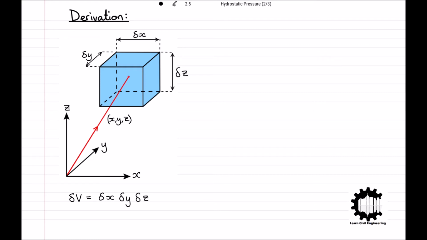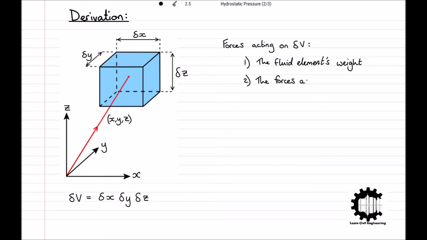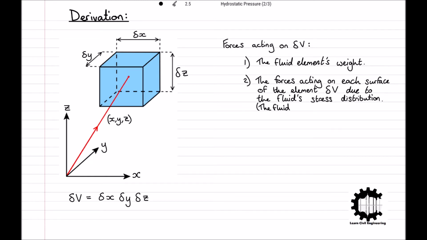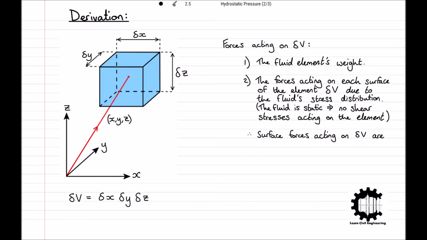The entire fluid is static, and so the forces acting on the fluid element, delta V, must be in static equilibrium. The forces acting on delta V are: 1. The fluid element's weight, which is a volume force, and 2. The forces that act on each surface of the element delta V that arise due to the fluid's stress distribution, which are surface forces. As stated at the beginning, the fluid is static, and so there can be no shear stresses acting on the fluid element. Hence, the surface forces that act on delta V are purely due to the normal stress distribution.